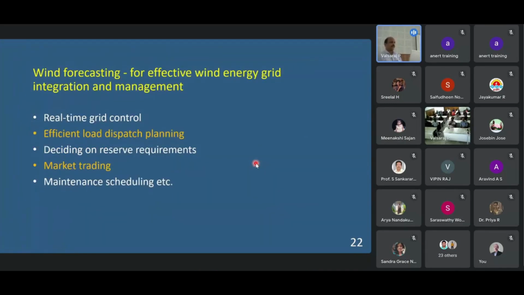Now coming to wind forecasting, time-ahead forecasting, as I told you, is essential for effective wind energy grid integration and its management, like real-time grid control, efficient load dispatch planning, and deciding when to operate the resource, because this is an intermittent one. Then marketing. And for maintenance, when wind is not available for a prolonged period, you can schedule the maintenance. So for different aspects, you need to have a wind forecast.